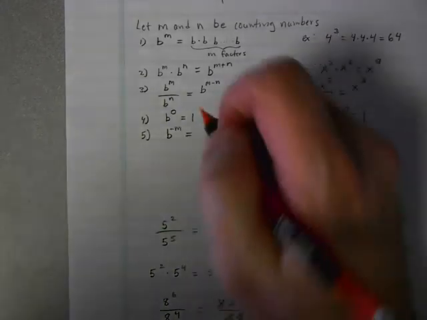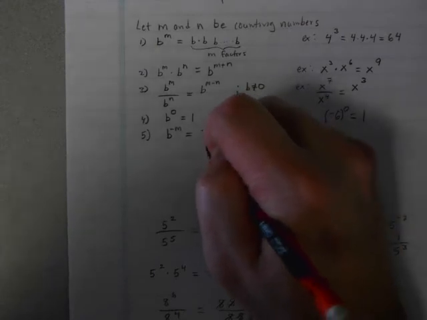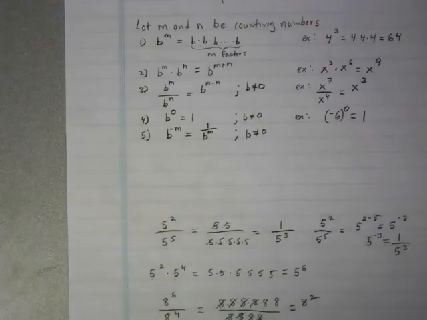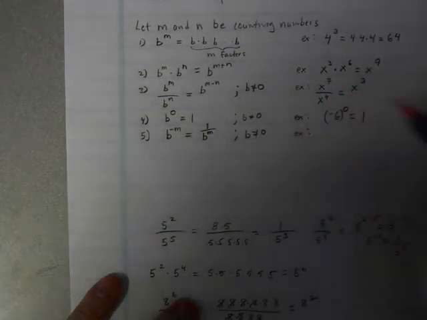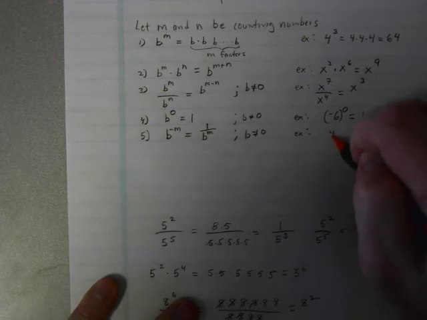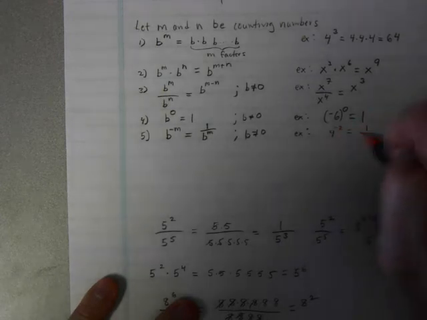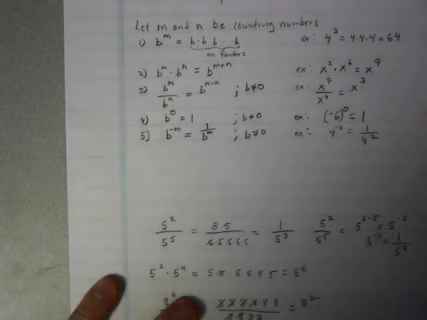Negative exponents make fractions. A lot of people think negative exponents are going to give you negative answers. Not true. Negative exponents will not give you negative answers. Negative exponents give you fractions. So, for example, 4 to the negative 2 is 1 over 4 squared, which happens to be 1 over 16.